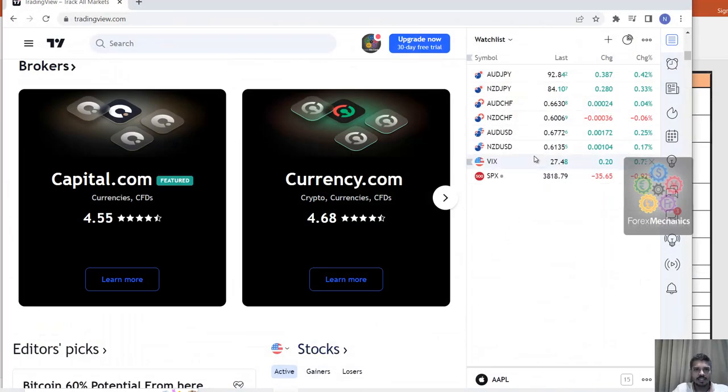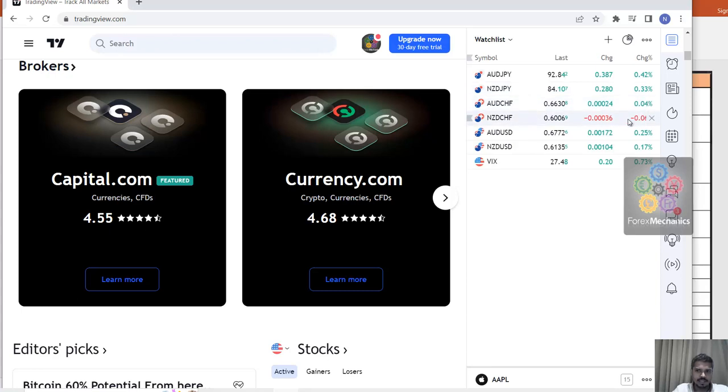So here you can see on TradingView, I have these six currencies that I'm talking about, right? And I have the volatility index and the SPX. So even if I simply have the VIX and these six currencies I'm talking about, just looking at these six currencies, I know that there is not much happening in the market, because when you look at the percent change, there is not much percent change.